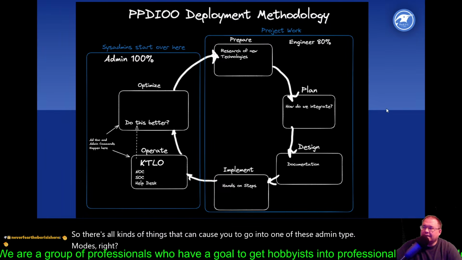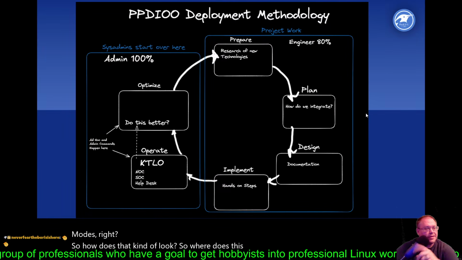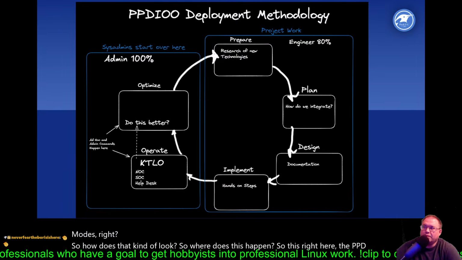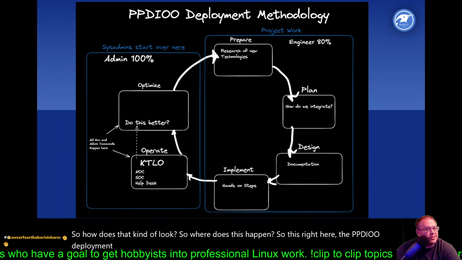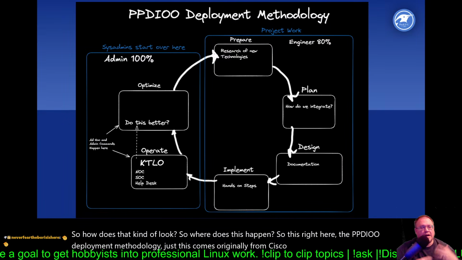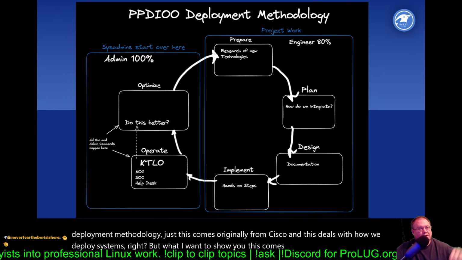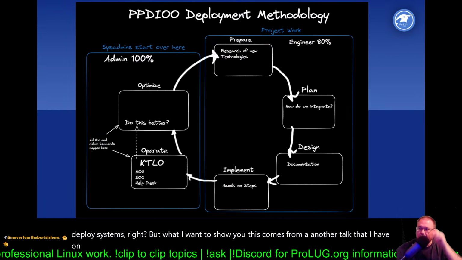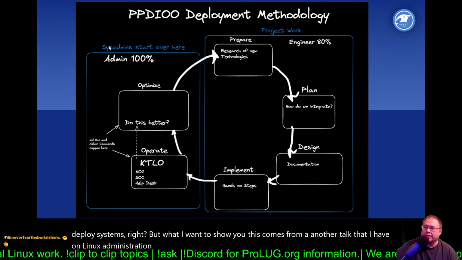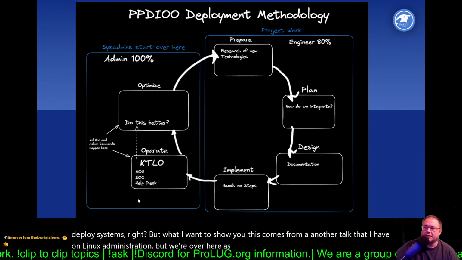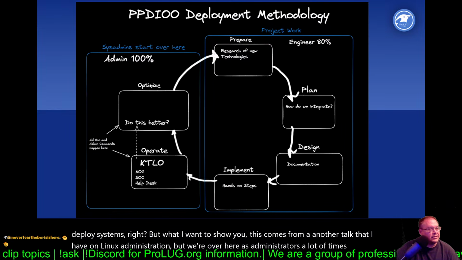So how does that kind of look? So where does this happen? So this right here, the PPDIOO deployment methodology, this comes originally from Cisco, and this deals with how we deploy systems, right? But what I want to show you, this comes from another talk that I have on Linux administration. But we're over here as administrators a lot of times operating and optimizing systems.